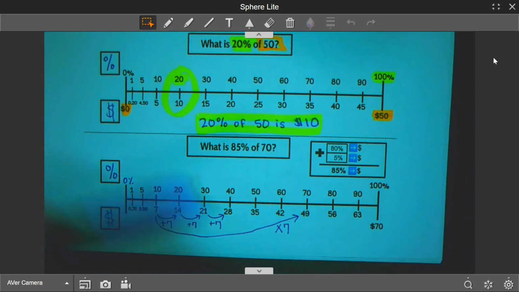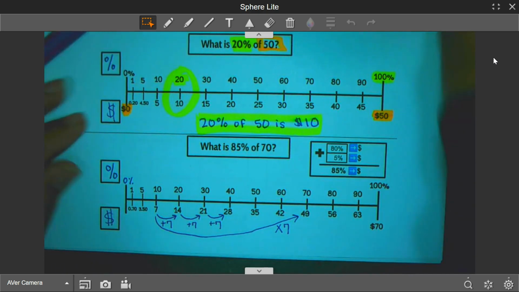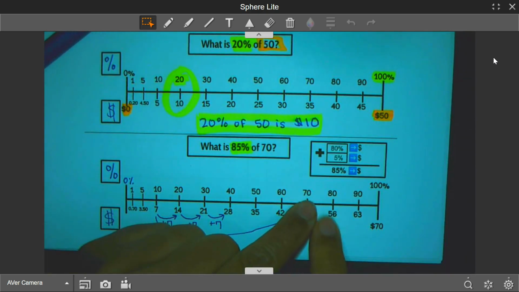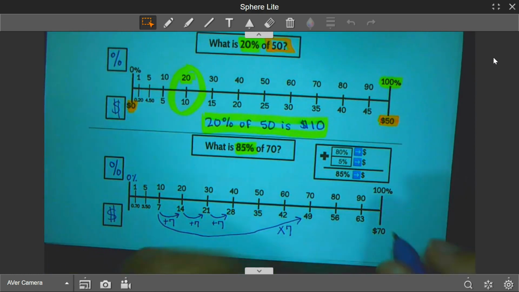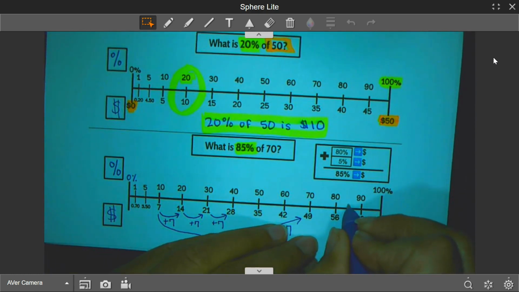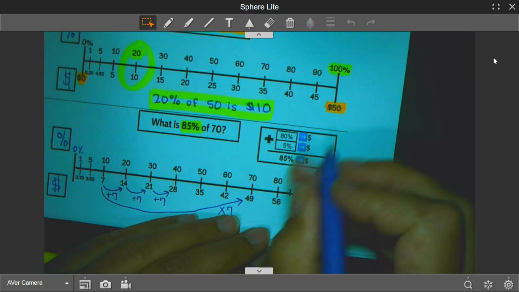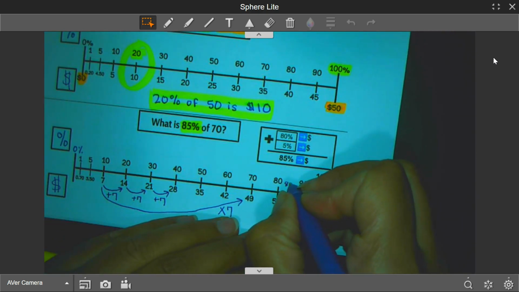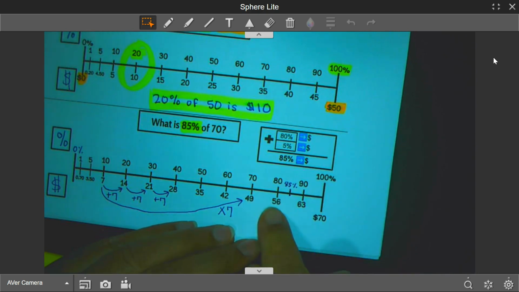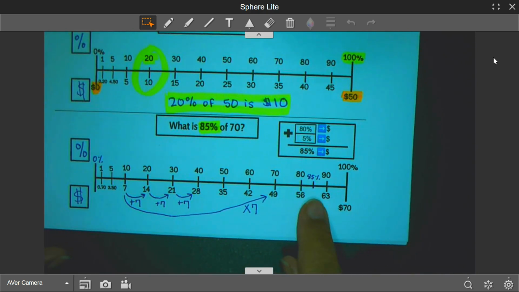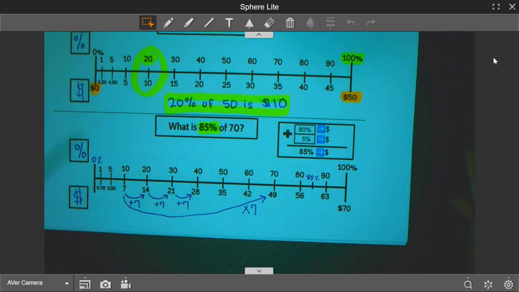All right, this time we're being asked to find 85%. Well, I don't see 85%, but I know that it is between 80% and 90%, which means that it should be somewhere between $56 and $63. I can guess around 60, but I don't want to guess. I want to use my number line.